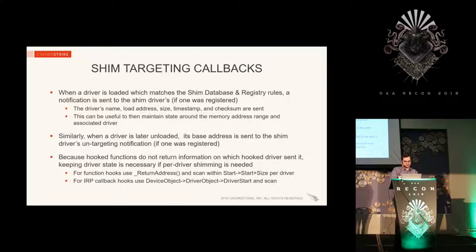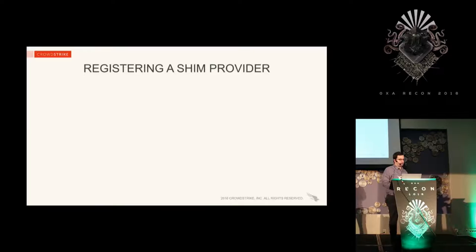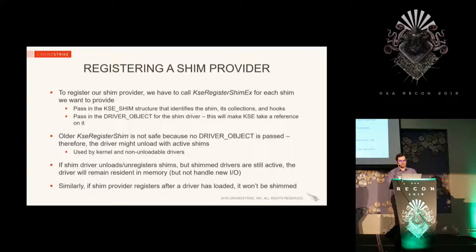So once you've defined all these structures, how do you then register for a shim provider? Well, there's a nice little export API for you called KSC register shim EX. You basically pass in that KSC shim structure, which identifies your shim, your GUID, your name, the collections of hooks and the actual hooks, and you pass in your driver object. That means that KSC will now take a reference on your driver. And if you actually try to unload your driver while you're still shimming things, it won't actually let you unload.